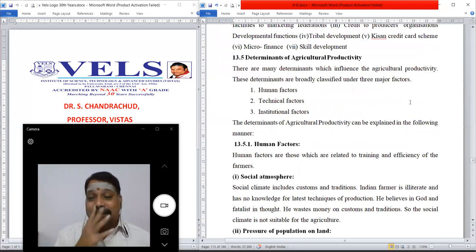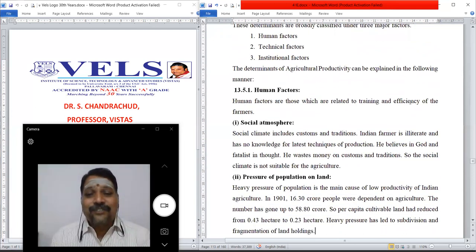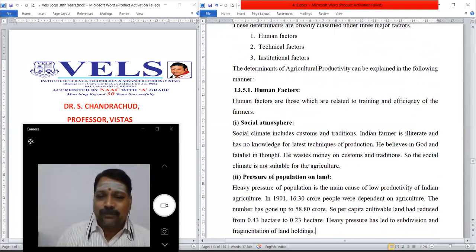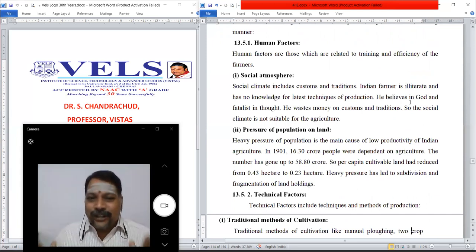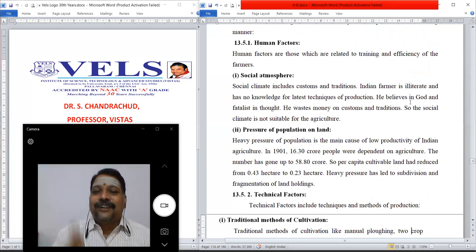As far as the human factor is concerned, how many people are engaged in the agricultural activity? For them we have to provide the required facilities to encourage them and to increase the productivity. So this is the first part. Then the factors to be considered for the human factor are the social atmosphere, and what facilities are available to them. So we have to increase the skill of the farmer. Mere working is not enough. They have to work smartly. For that, we have to provide training to them. This is the human factor side.